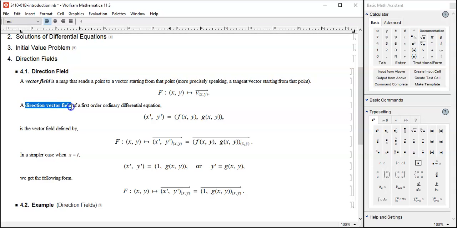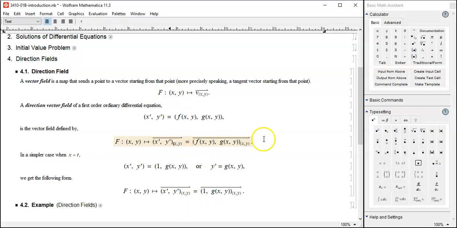And a direction vector field of first order differential equation is x prime, y prime, so the direction of the derivative, so direction of the x and y's movement, the motion, the derivative comma derivative, that is the direction of the motion, and assign it to the point. So that is direction vector field of an ordinary differential equation.